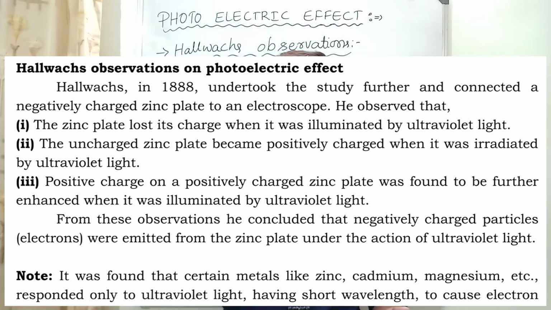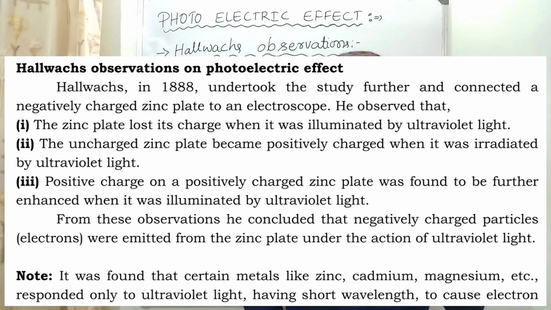Underline that, electroscope. Electroscope is the device used to measure charge on a body. This was asked in 2020, I think, in the board examination: what is the instrument used to measure charge on a body? It is the electroscope, or specifically the gold leaf electroscope. Very important point. He observed that the zinc plate lost its charge when it was illuminated by ultraviolet light.